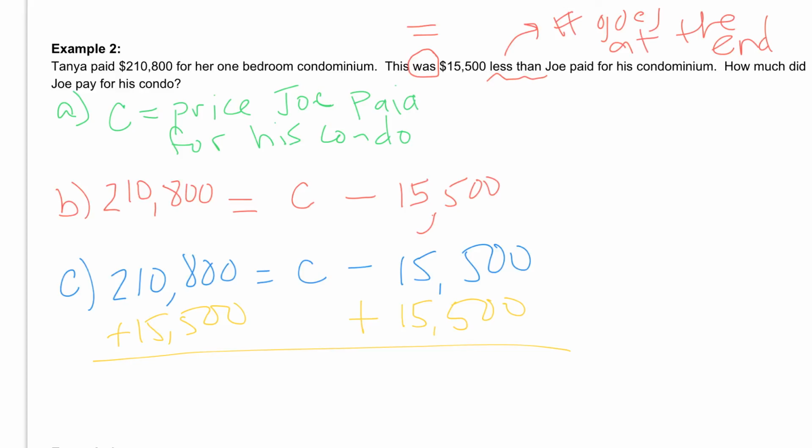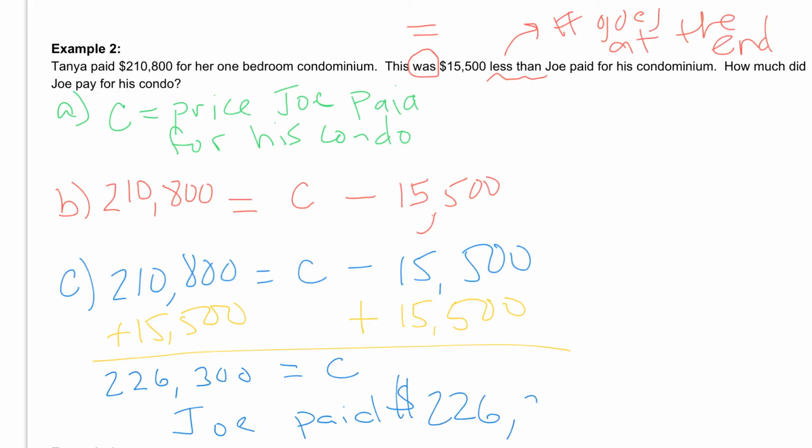$210,800 plus $15,500 will give me $226,300 equal to C. So I can say Joe paid $226,300 for his condo. Make sure you have your units there, which is the dollars.